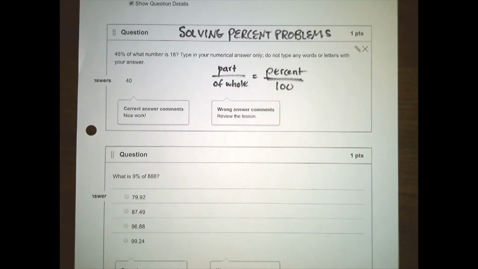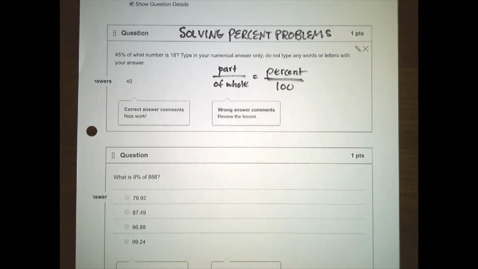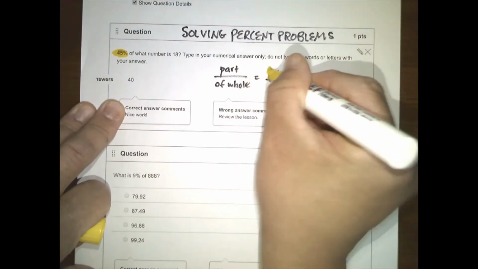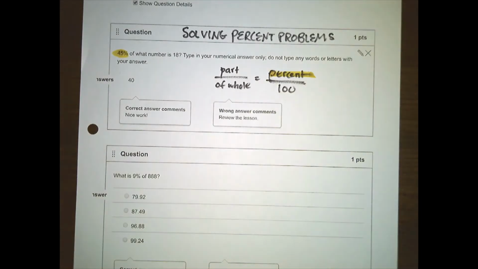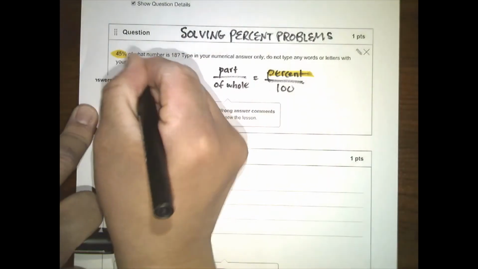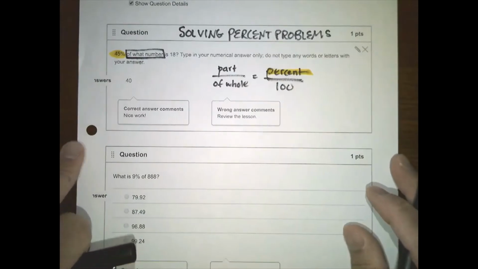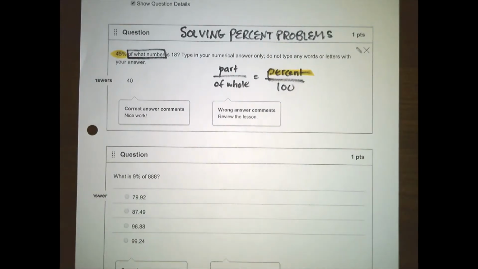So what I know is that the 45 is the percent here. And then it says of what number. So when I see the of what number, that means what part of some whole number is 18.